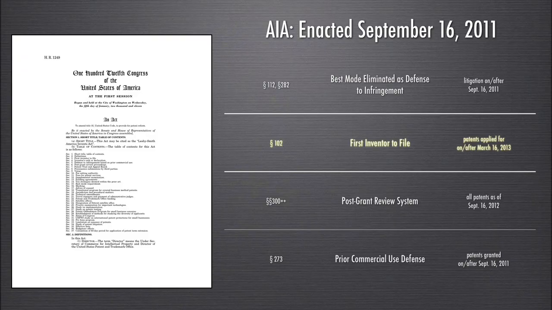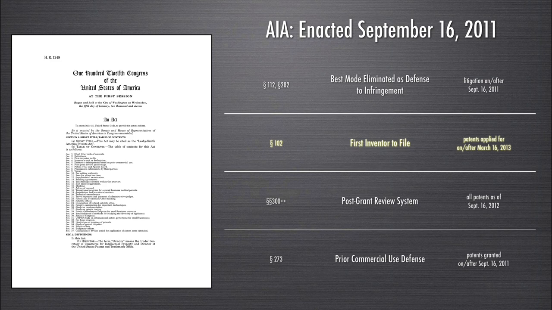So I do want to point out again that there is a change in this area of law. Section 102, which is the part of the statute that we are looking into for this lecture, was amended by the America Invents Act, which was signed into law by President Obama September 16th, 2011. One of the key changes for our purposes here is that we changed to what is described now as first inventor to file. That change, though, only applies to patents that are applied for on or after March 16th, 2013.